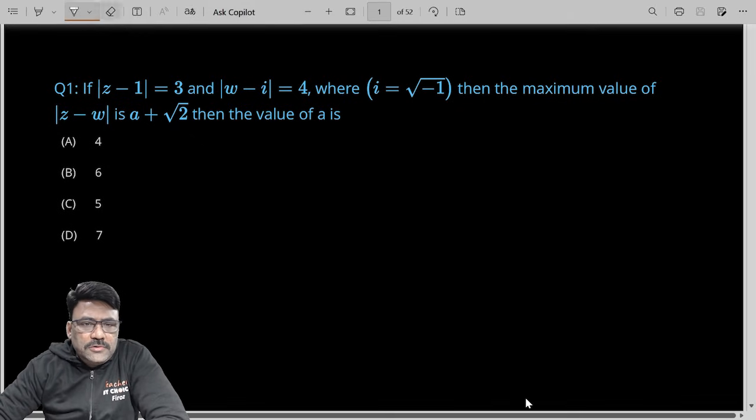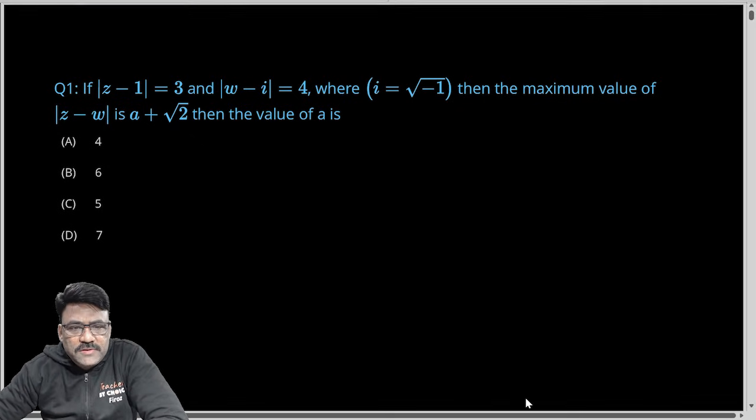So here is the question on your screen. The question is based on complex numbers. So you have two equations, mod of z minus 1 is 3, mod of omega minus iota is 4. And the maximum value of mod of z minus omega is alpha plus root 2, or a plus root 2. Then what is this a here?